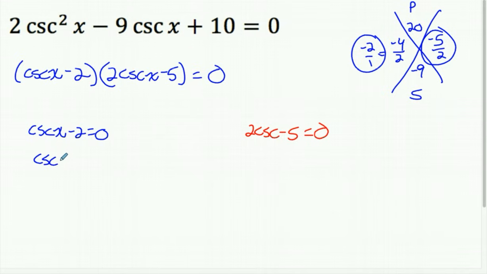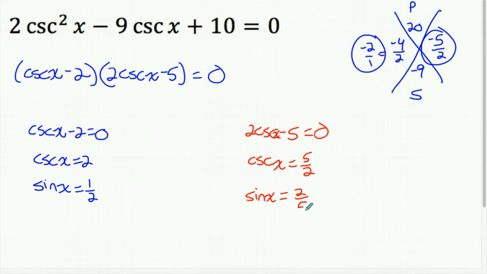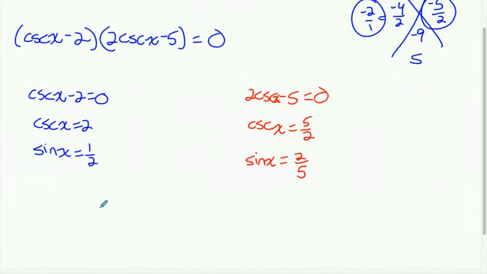So if I solve this one, cosecant x would be 2, and cosecant is the reciprocal of sine, so that means that sine x would be equal to the reciprocal of 2, which is 1 over 2. And over here, if I solve this one, oh, I forgot my x in here, I would have cosecant x equals 5 over 2, which means sine x, which is the reciprocal of cosecant, would be equal to 2 over 5. So now I have two linear trig equations that I could solve, and I'll get two answers for both of them, leaving me with 4 overall answers that would solve my original quadratic trig expression.